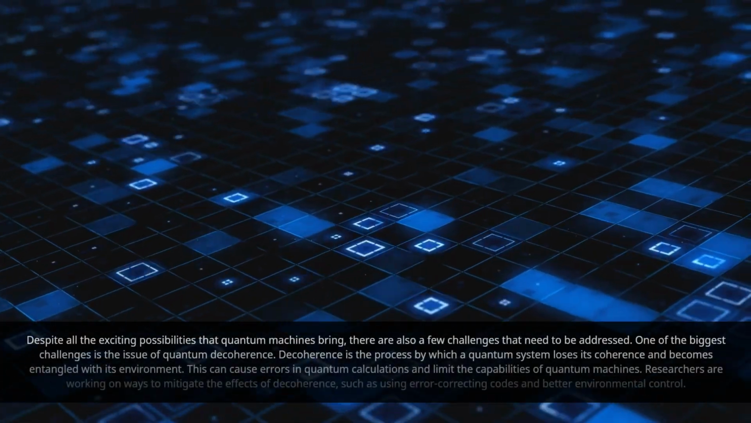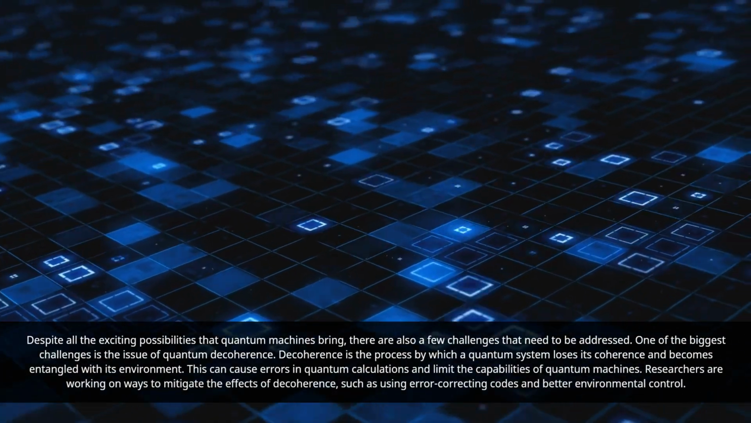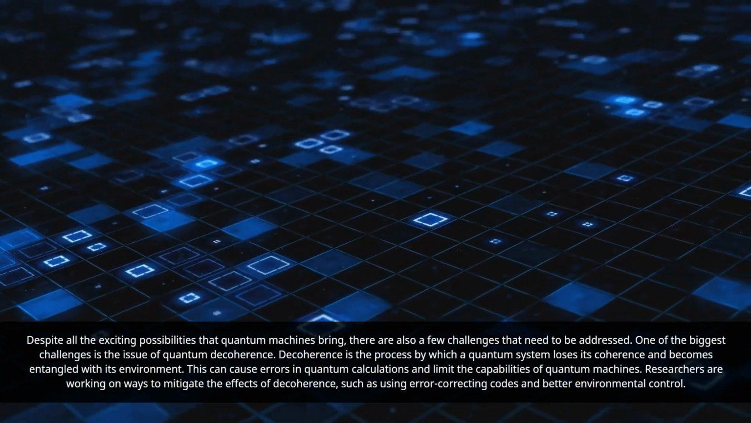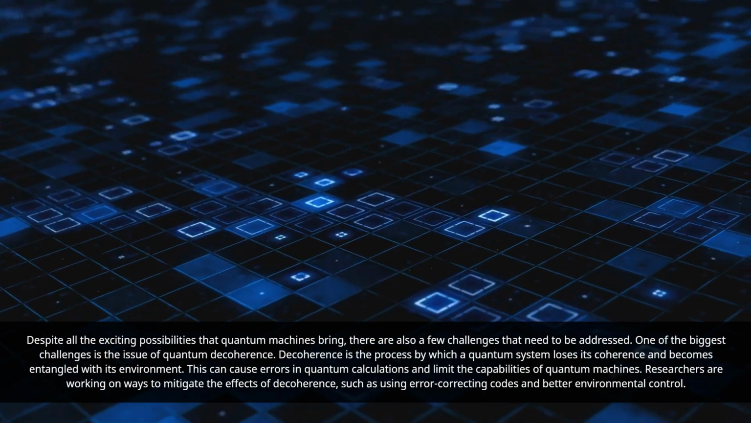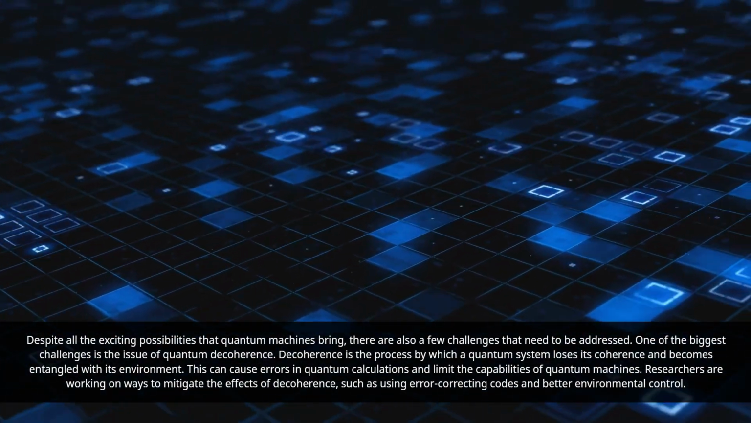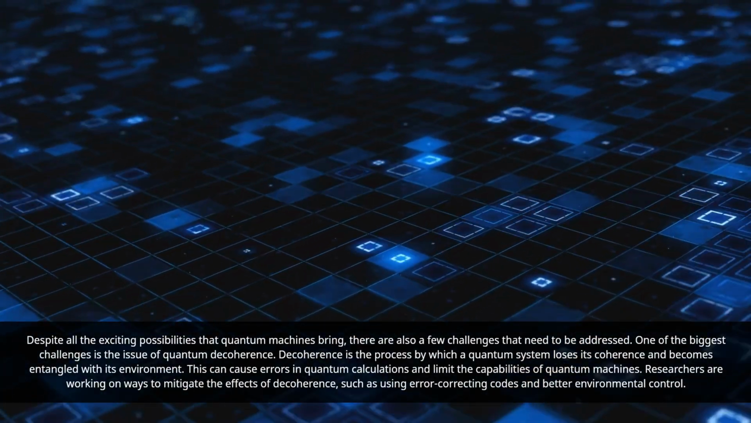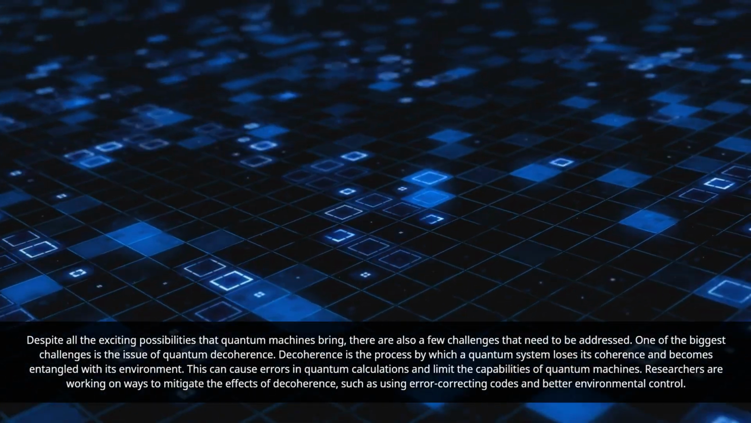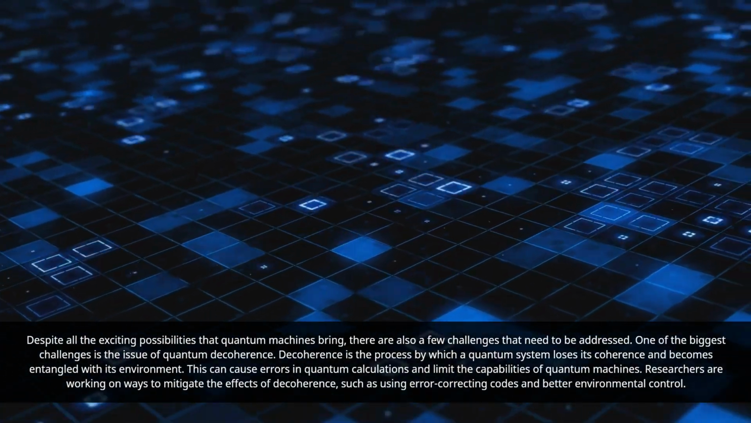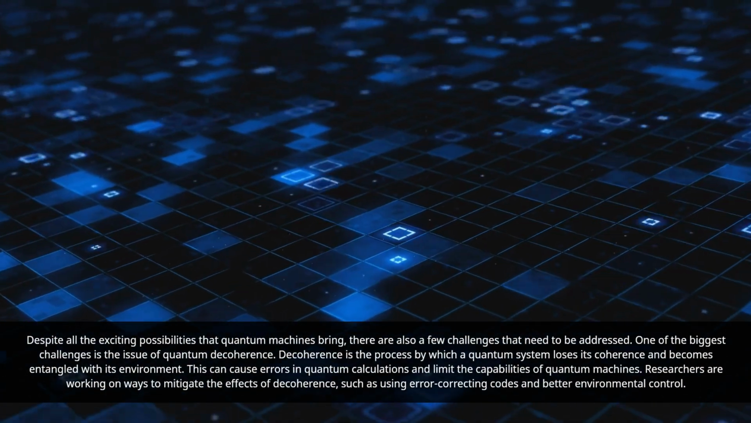Despite all the exciting possibilities that quantum machines bring, there are also a few challenges that need to be addressed. One of the biggest challenges is the issue of quantum decoherence. Decoherence is the process by which a quantum system loses its coherence and becomes entangled with its environment. This can cause errors in quantum calculations and limit the capabilities of quantum machines. Researchers are working on ways to mitigate the effects of decoherence, such as using error-correcting codes and better environmental control.